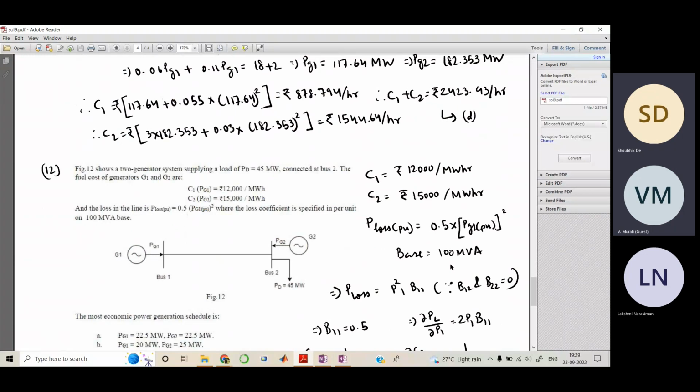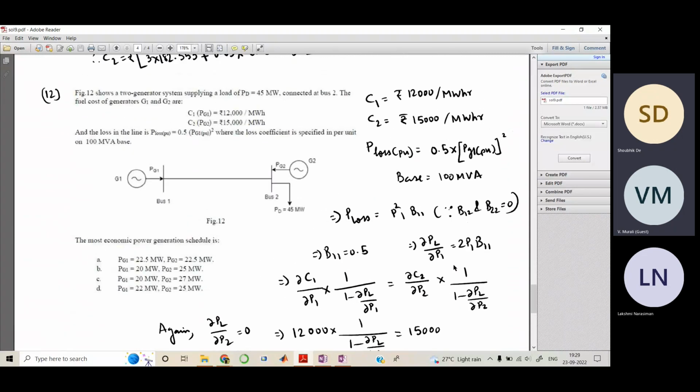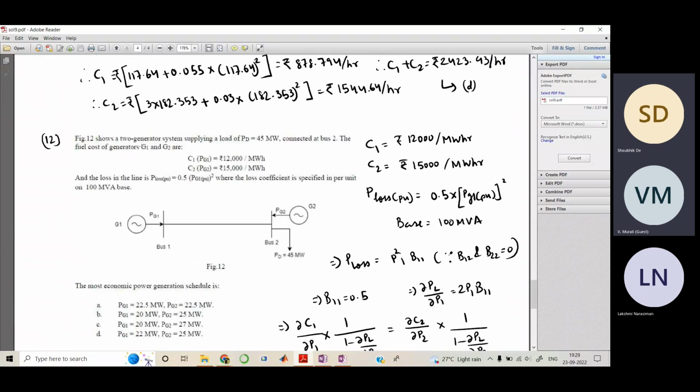Now, this is the last problem, probably question number 12. So this is again a two generator system supplying a total load of 45 megawatt connected at bus 2. Now this C1 is this, C2 is this, and the total loss in the line, this is in per unit. This PG1 is also in per unit. Clearly they have mentioned PU. So where the loss coefficient is specified on 100 megawatt base. So the most economic power schedule is, so we have to find out what is the value of PG1 and PG2.